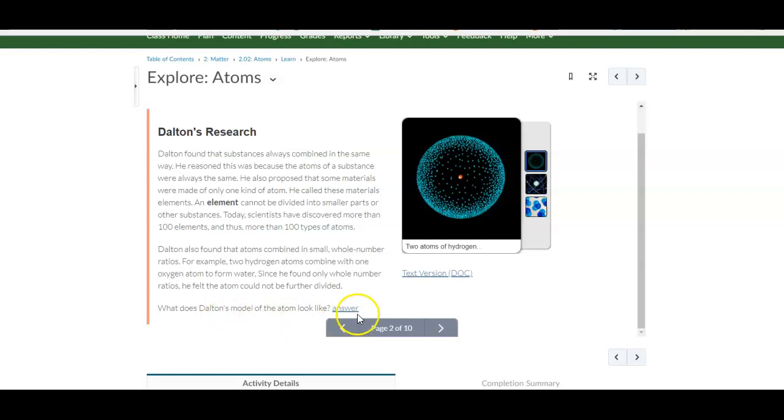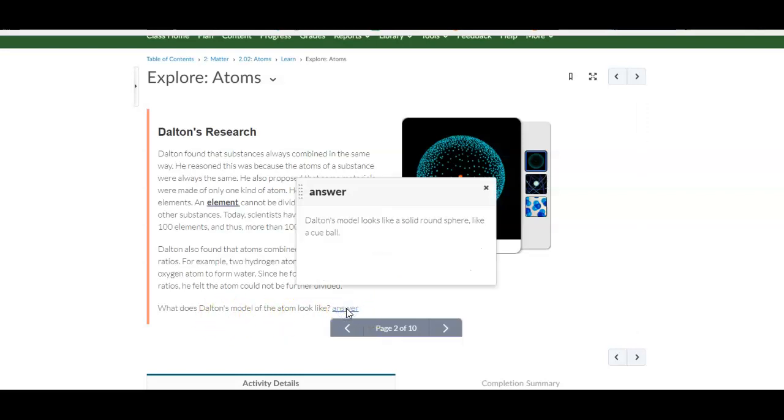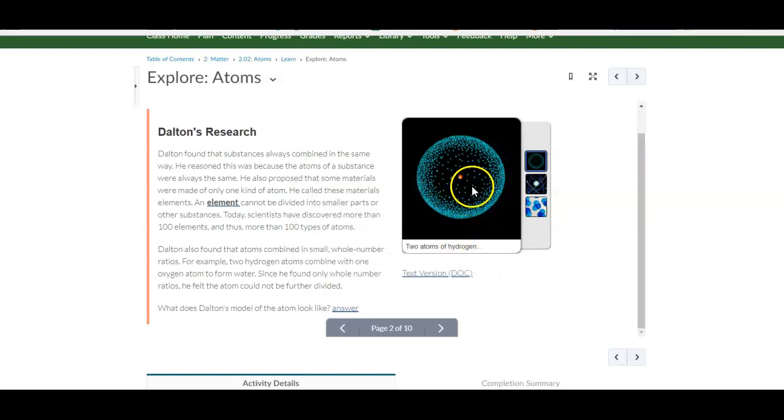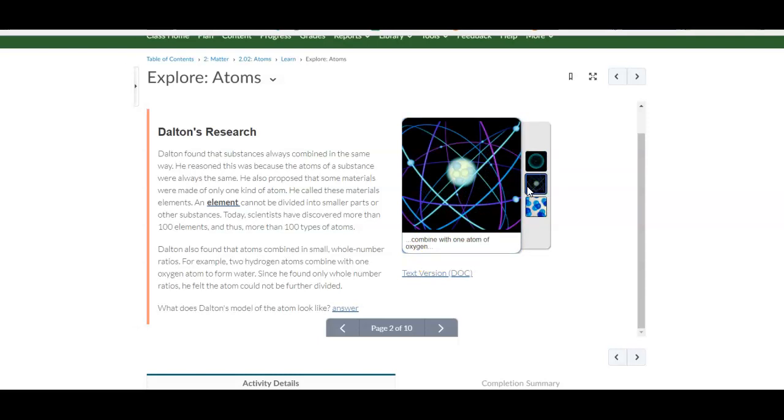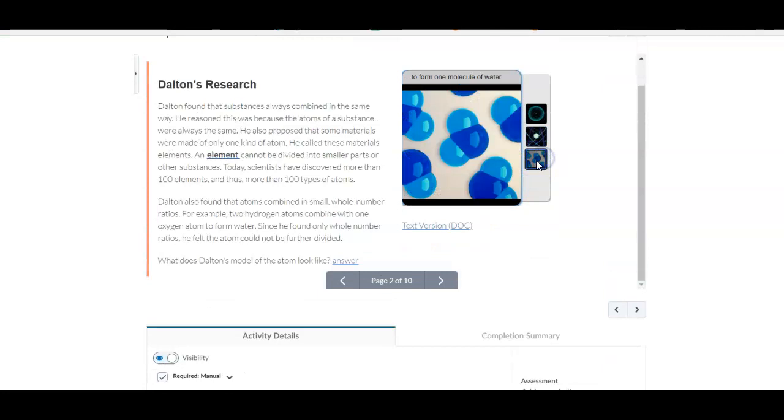So what does Dalton's model of the atom look like? Remember, it's a solid round sphere, like a cue ball. So it's just like a circle. Here, this shows a picture of 2 atoms of hydrogen combined with an oxygen to form a water molecule. So you can see 2 hydrogens and an oxygen.